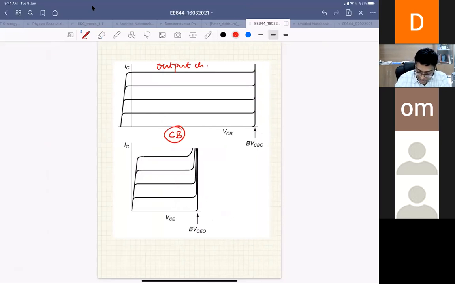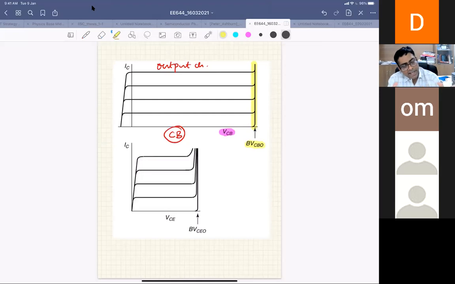You see, in your common base configuration, when the base is common, your output current is the collector current, and your voltage is VCB, right? As you go on increasing VCB on the x-axis, at some voltage this will break, because the collector current will be very high. Avalanche multiplication will happen and the junction will break. So this is my BVCBO.